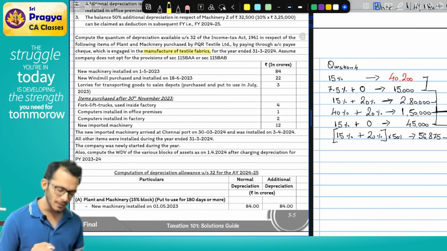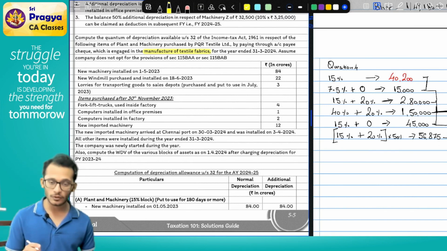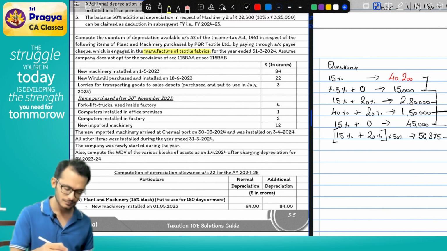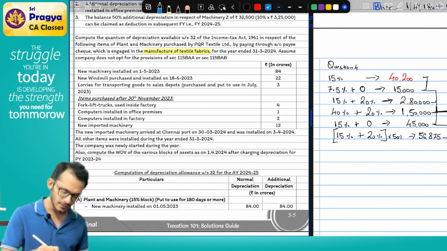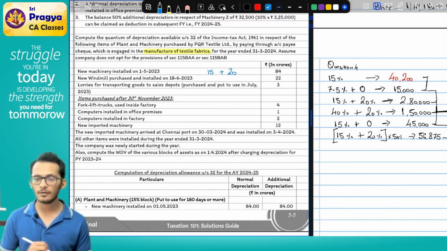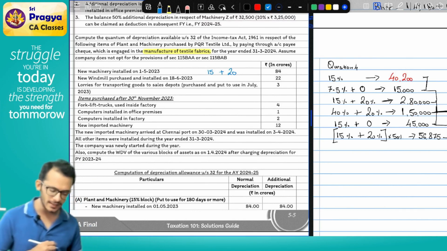New machinery is installed on 1st May 2023, 84 crores. Tell me the depreciation rate. Normal depreciation will be 15 plus additional will be 20. Yes or no? Yes. Next, new windmill is purchased and installed on 18th June 2023.